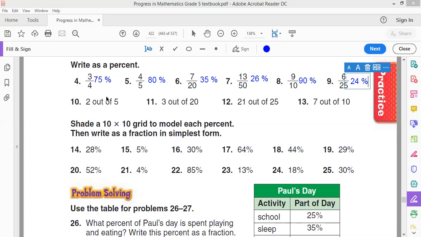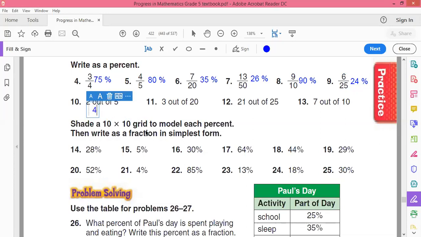Okay. 2/5 means 2/5. 5 times 20. Then 2 times 20. 2 times 20 equals 40. 40%. Great. 40%. Now, next one is Muhammad.